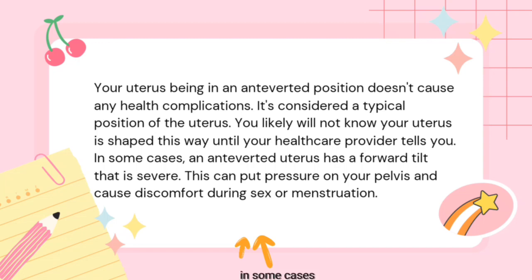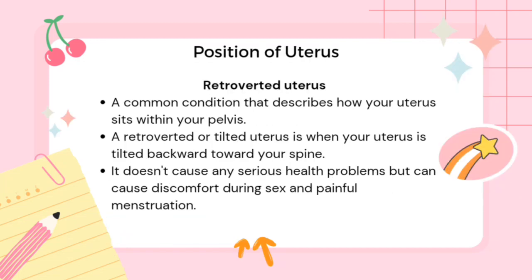In some cases, an anteverted uterus has a forward tilt that is severe. This can put pressure on your pelvis and cause discomfort during sex or menstruation. Next is the retroverted uterus. A retroverted uterus means your uterus is tilted or tipped backward, so it curves toward your spine instead of forward toward your abdomen.